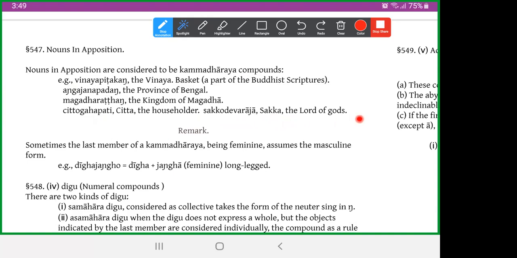Okay, so here in this example, I think the English apposition just means a proper name. All right, the proper name is also like this Vinaya. It's actually made of two words, Vinaya and Pitaka. But you can combine them together, right? So this is a proper name. Anga is Bengal. So Janapadam is a province or district. So put together. Magadha is Magadha. Ratam is a kingdom. Okay. So here we are talking about proper names. I think this one is not difficult to understand.